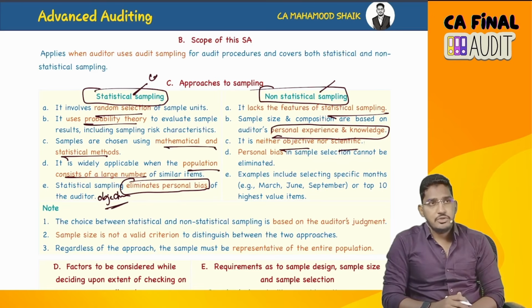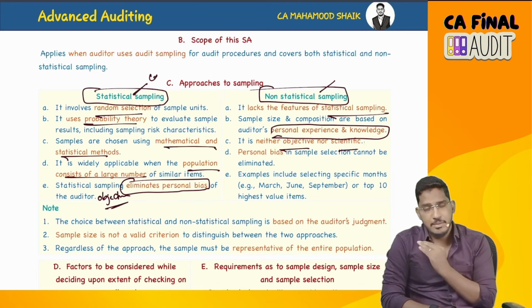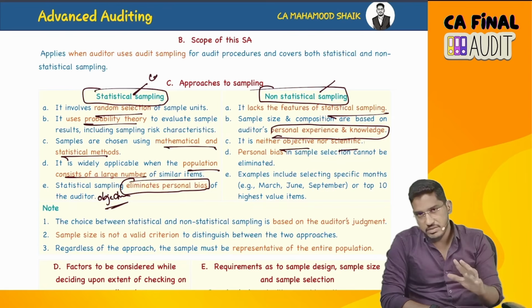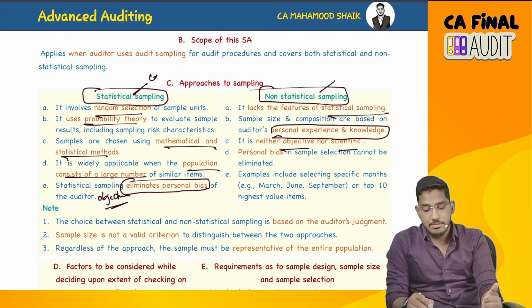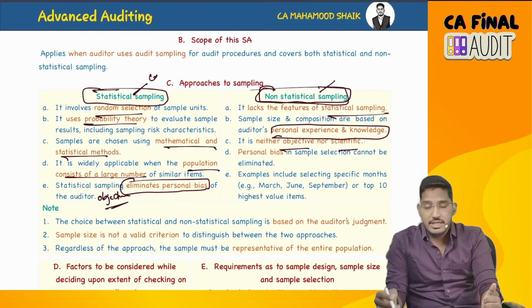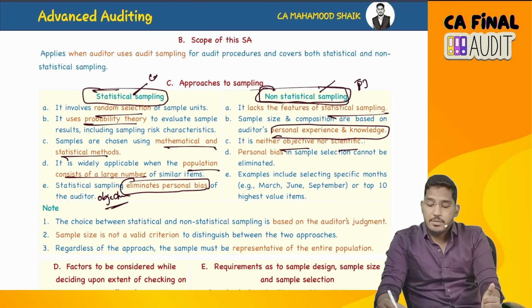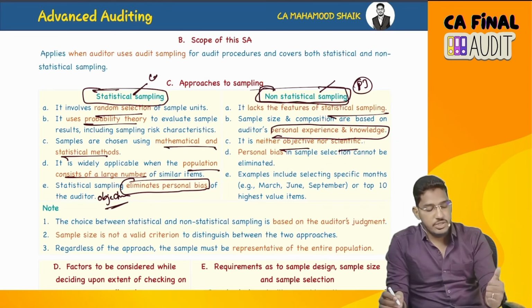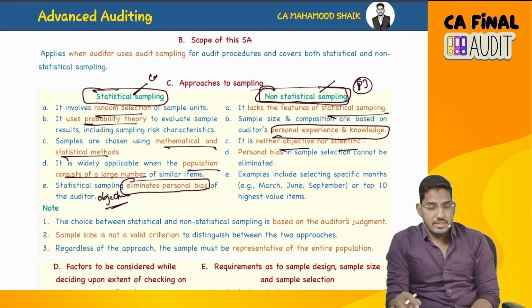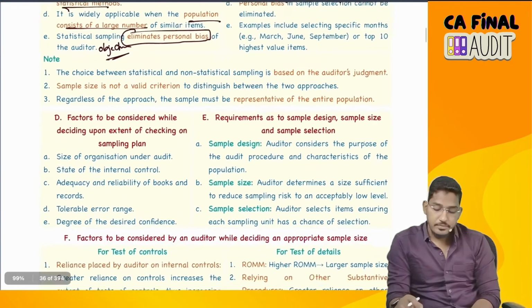Does that mean the auditor should use only statistical sampling? Should he completely stay away from non-statistical sampling? Not exactly. It is completely up to the auditor's professional judgment. Whether the auditor wants to make use of statistical sampling or non-statistical sampling is something the auditor himself has to decide, purely on the basis of his professional judgment. He has to use his knowledge, experience and training and accordingly determine whether he will go for statistical sampling or non-statistical sampling. That is purely his choice.